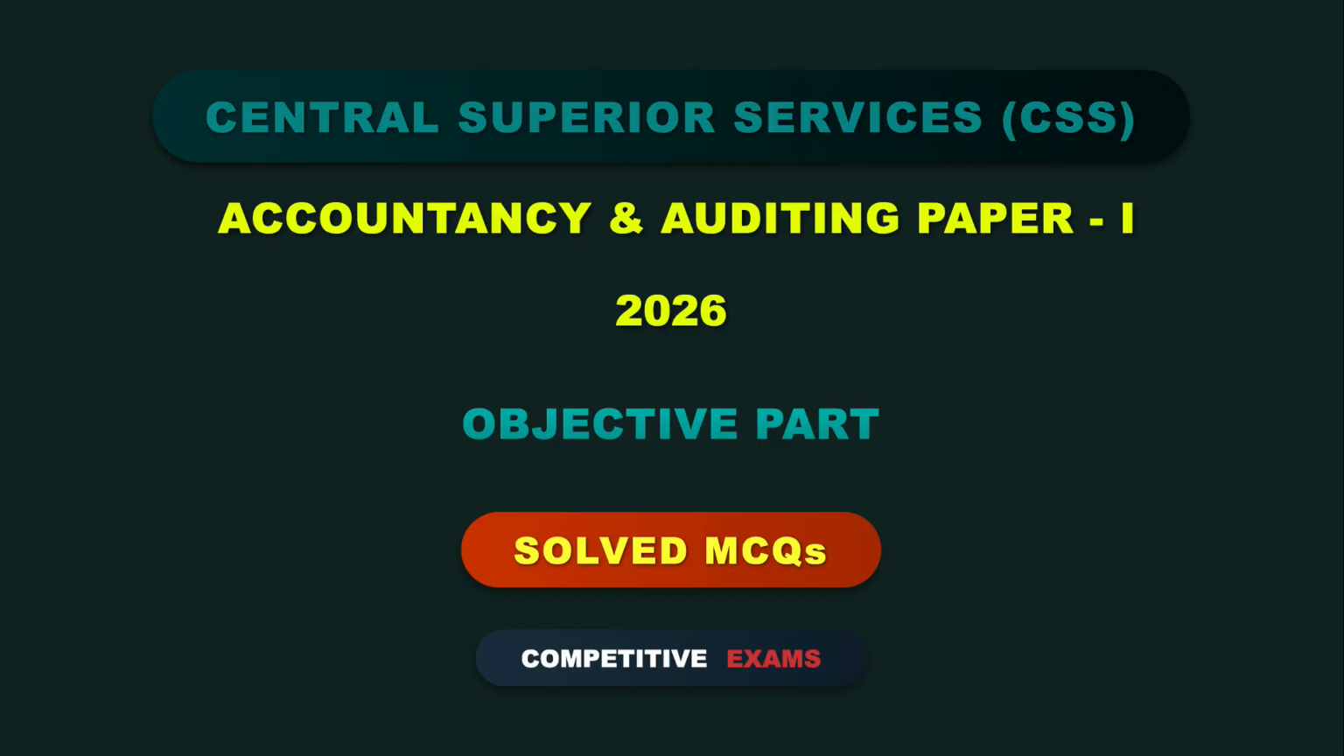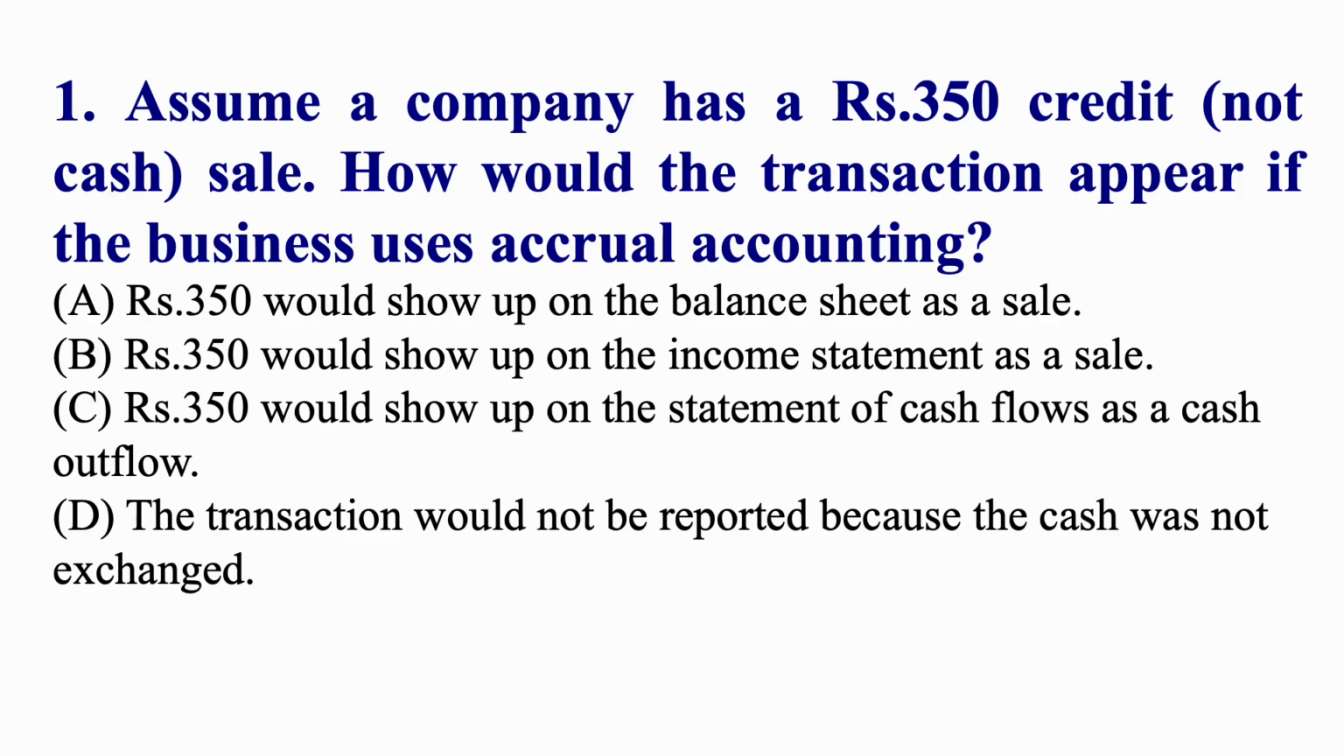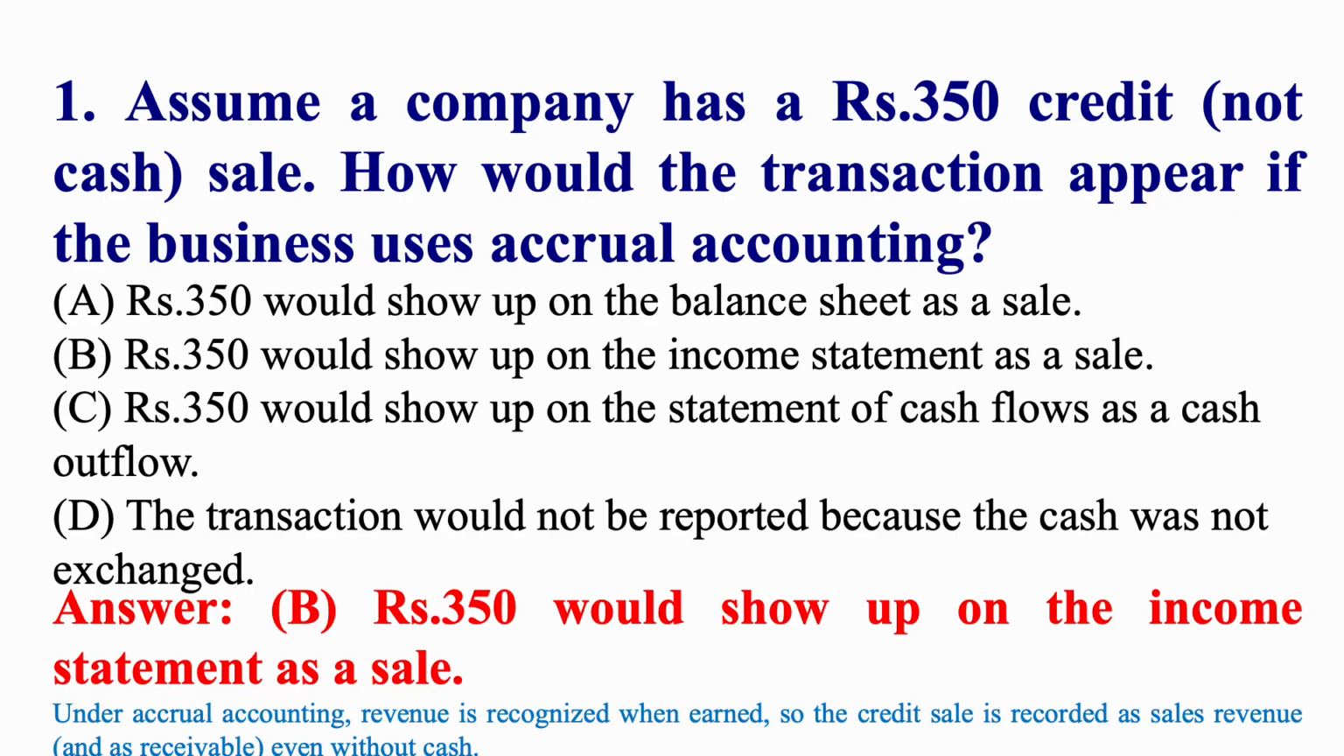Year 2026. Assume a company has a rupees 350 credit, not cash sale. How would the transaction appear if the business uses accrual accounting? Rupees 350 would show up on the income statement as a sale.